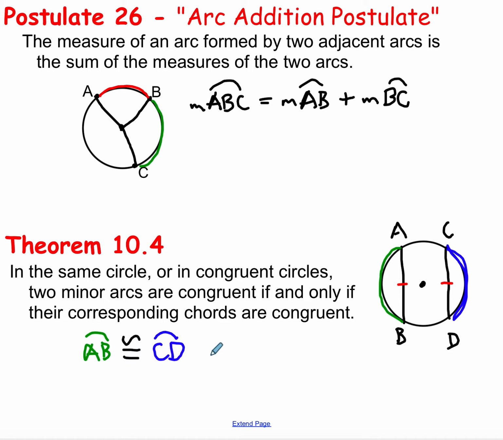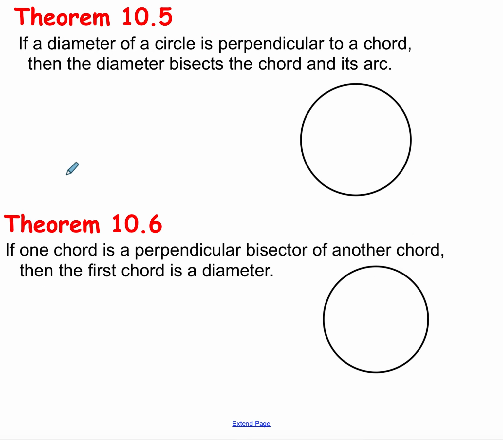So in the same circle or in congruent circles, two minor arcs are congruent if and only if their corresponding chords are congruent. Okay? And we can use congruency symbols to talk about that, but I would just write it this way. Arc AB is congruent to arc CD. Okay? Pretty straightforward. Let's keep going. We got three more theorems.